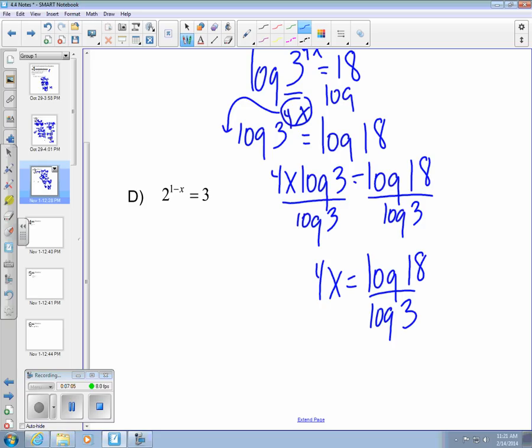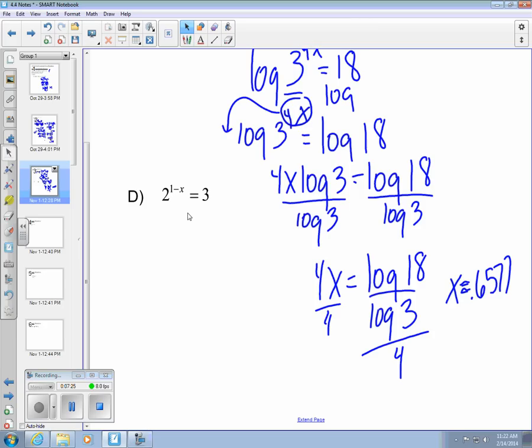Still getting that x alone, so we'll divide by 4, and we'll divide this all by 4. So we're left with x equaling, if you plug this all into your calculator, x equals 0.6577, or around there.